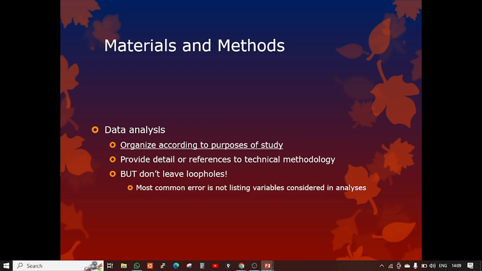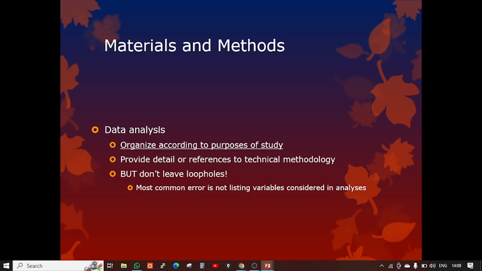What you have to avoid, the most common error, is not listing the variables considered in the analysis. So what are the variables? The variables are the parameters which you are going to test during your research. For example, you are doing water pollution research: the BOD, COD, pH, alkalinity, turbidity, everything. You should mention the methods as well as the unit and its total variability.